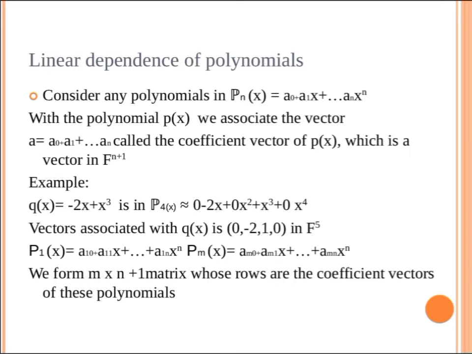And p1 of x is equal to a10 plus a11x plus etc plus a1n x raised to n, pm of x is equal to am0 plus am1x plus etc plus amn x power n. So we form an m by n plus 1 matrix whose rows are the coefficient vectors of these polynomials.